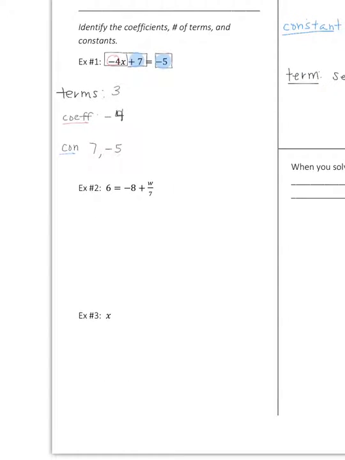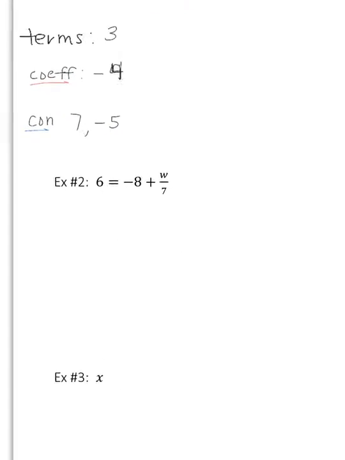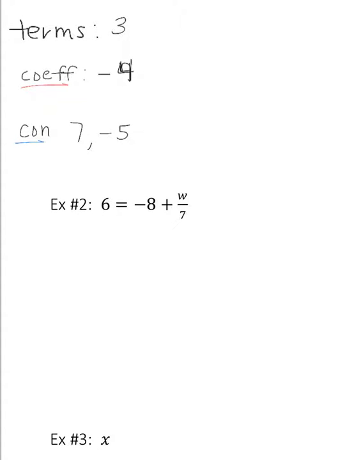So let's do the second one. So 6 equals negative 8 plus w over 7. So let's start with writing what our coefficients are. So actually, let's go back and let's do terms first. My bad.